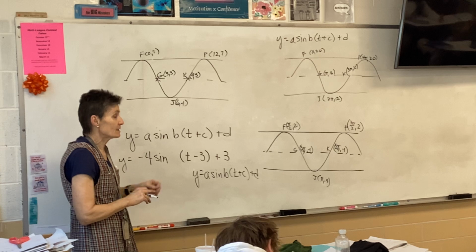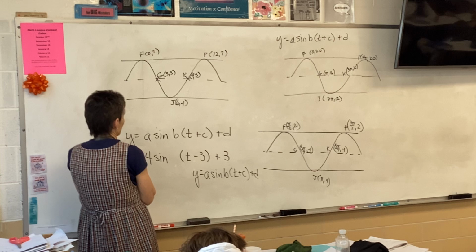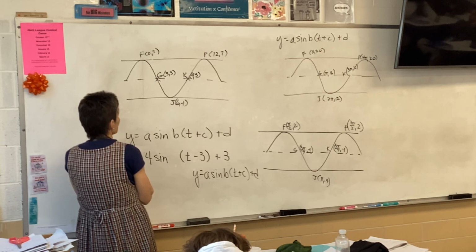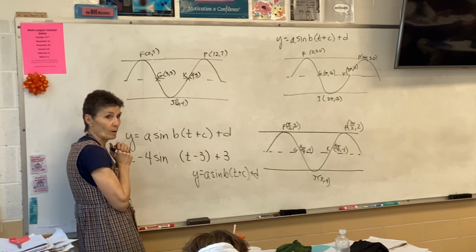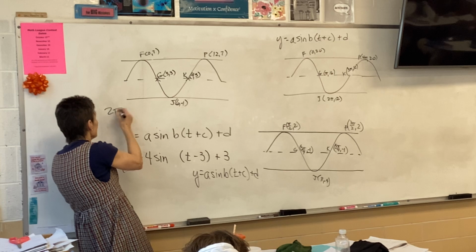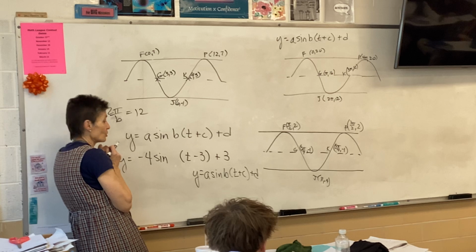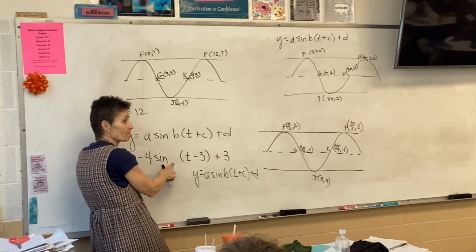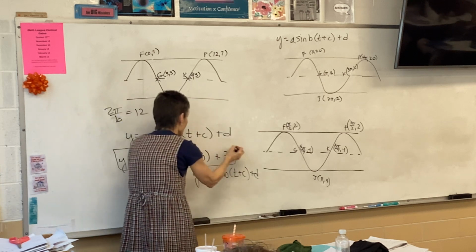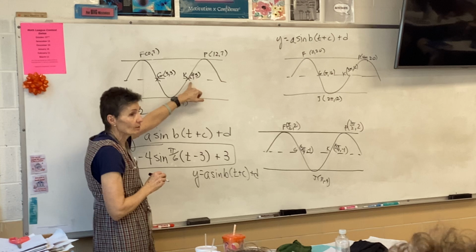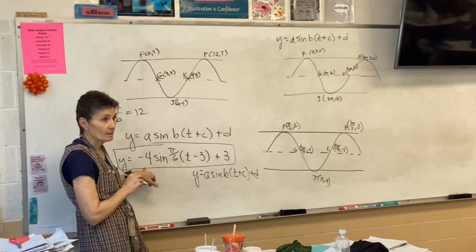Now the only thing left is, what is my b? Well, what is my period? 12. How far is it from start to finish? Here's 12. So 2 pi divided by something, I'll call it v, is 12. So what does your v have to be? Solve that, pi over 6. There you go. If you chose to start here, then you would have t minus 9, and that would be a positive 4.